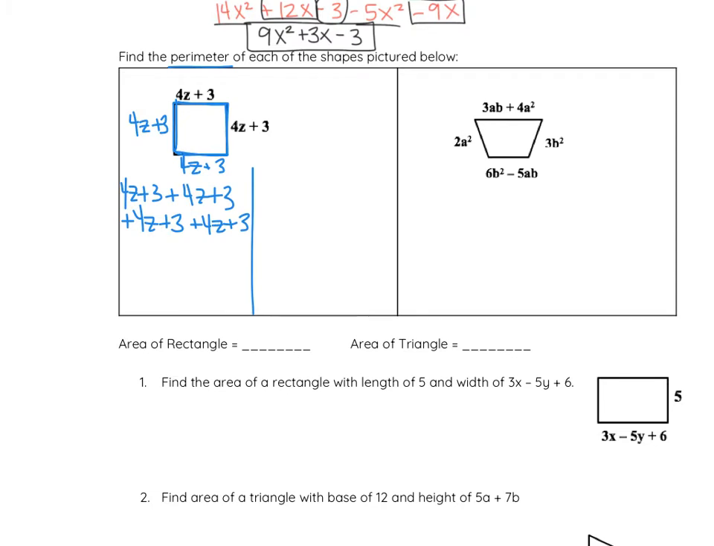And then combine my like terms. I got 4z, 4z, 4z, 4z. And then that sounded super weird at the end of that. Anyway, that gives me 16z.